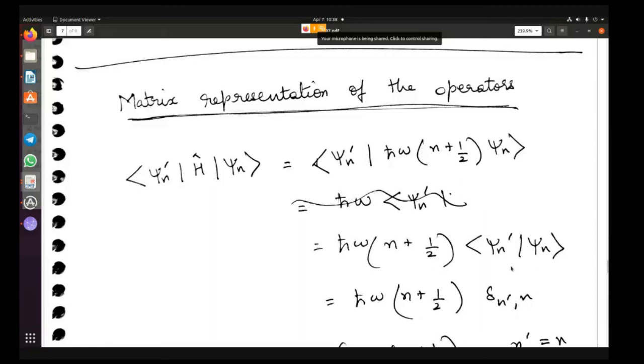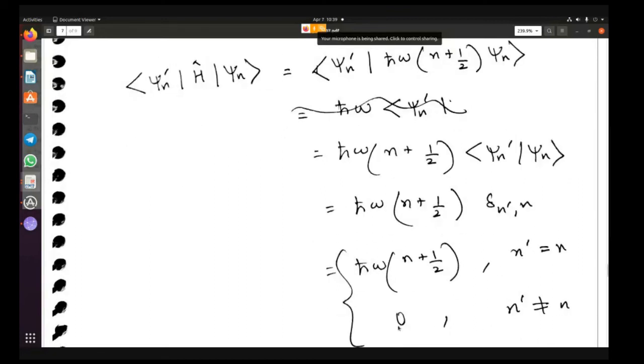If this is delta n dash n, it means that this value is equal to 1 only when n dash is equal to n, otherwise it is equal to 0. This we already know from all the concepts we have studied so far. So this quantity can be written as h cross omega into n plus half when n dash is equal to n, and 0 when n dash is not equal to n.